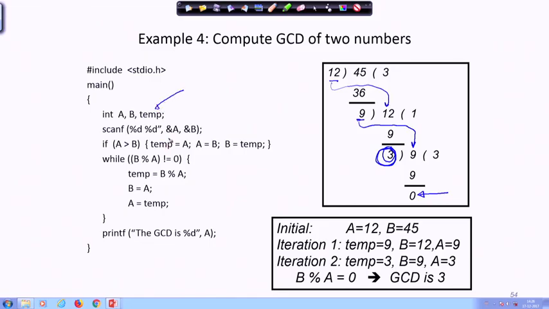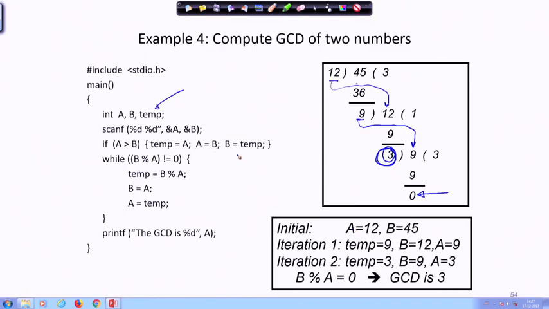I am taking another variable temp. I am reading the numbers A and B. Now, if A is greater than B, that means I am taking the greater number and moving that in temp. Out of this 12 and 45, which one is the greater number? 45. So, temp becomes 45 and B becomes A. B is the smaller number. So, 12 becomes A and B becomes temp. Now, you see I have written these three in one shot. So, let us see here what is happening.